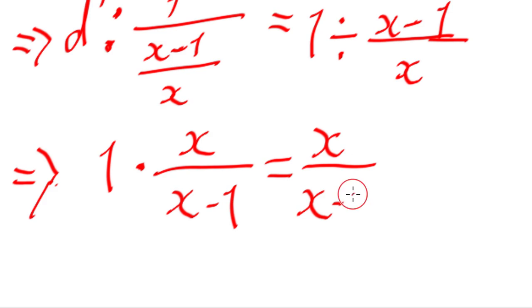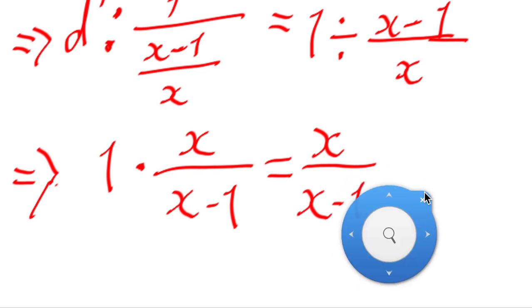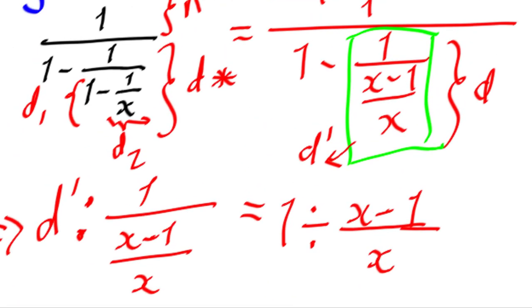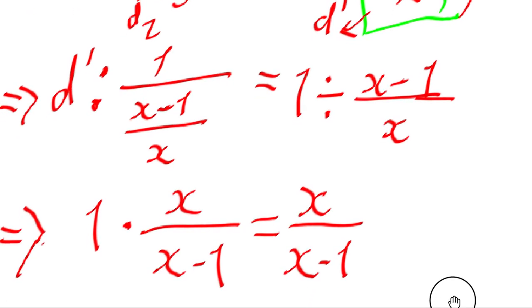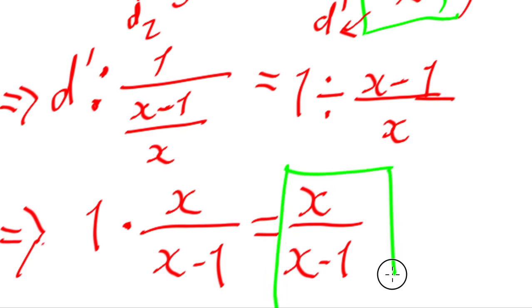Okay, so this is our d prime. Now it's a simplified fraction. Instead of writing 1 all over x minus 1 over x, we just need to write x all over x minus 1. So let's try to box that so that we won't get lost. This is our new d prime.